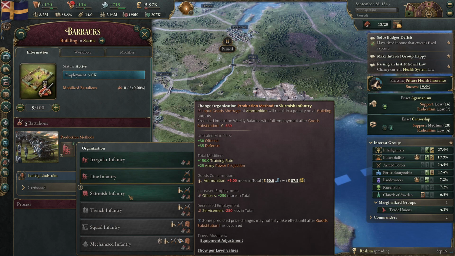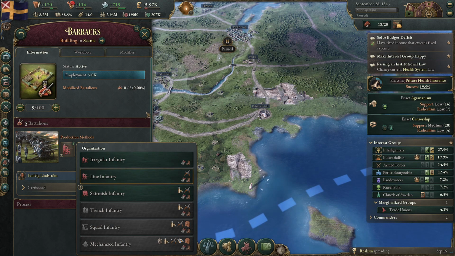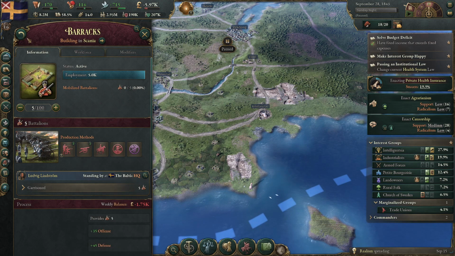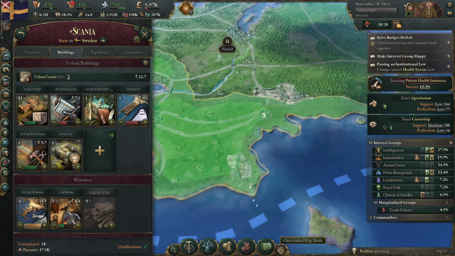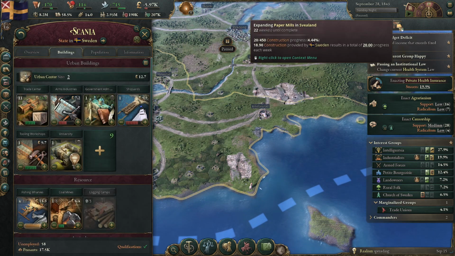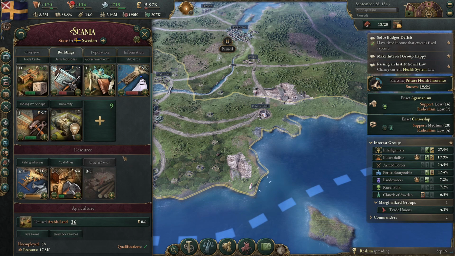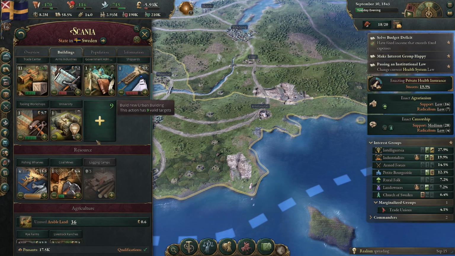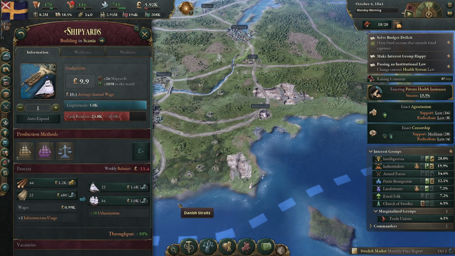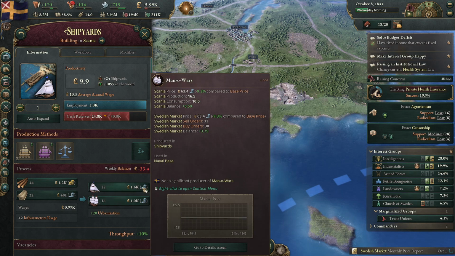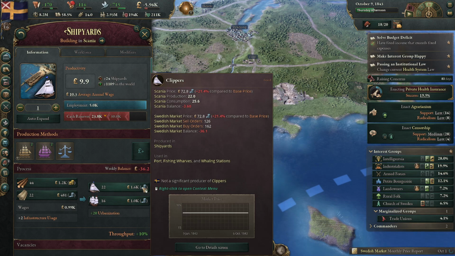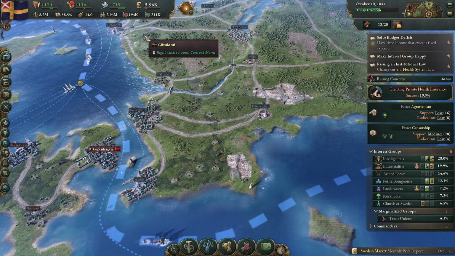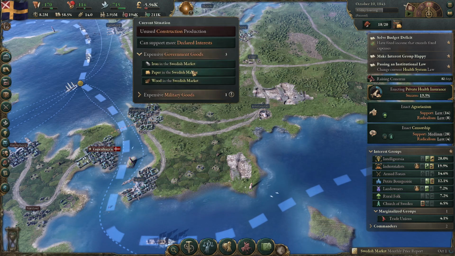Again, we got skirmish infantry, but that costs us money. I don't really want that because we're expanding the paper mill. I'm just gonna let it run so that we can build the paper mill. We've got a ship here. What's up with this? We're building clippers. Okay, pause again. Sorry, guys.